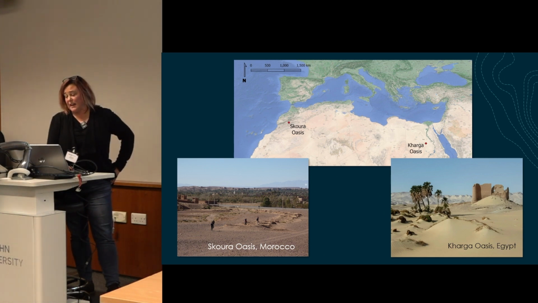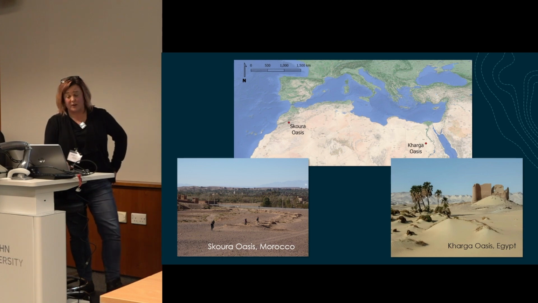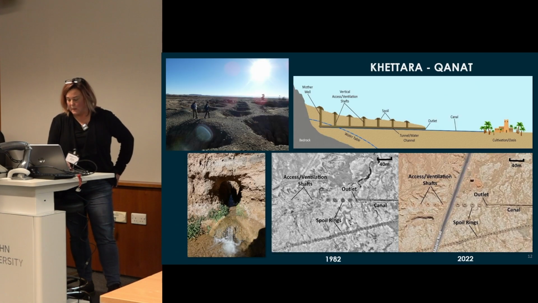This will help to elucidate the life history of the oases and allow for an assessment of the activeness of the traditional water management systems, both historically with the Hexagon imagery and recently with Google Earth Pro. As I mentioned previously, we chose Skoura in Morocco and Kharga in Egypt.